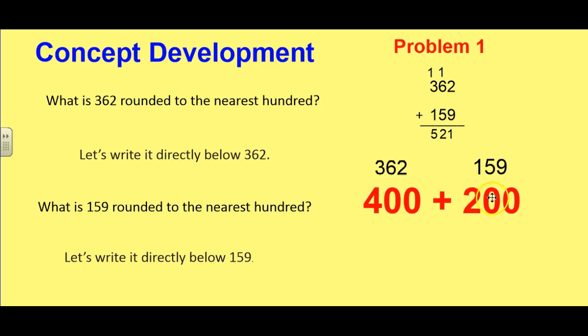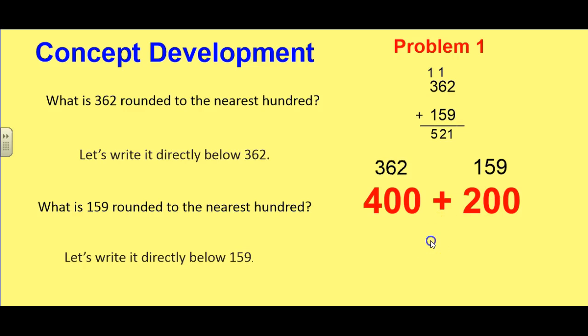Since we have both of these rounded to the nearest 100, what we're going to do is add them together. So 400 plus 200, which should be fairly simple because you've got a 0 in the ones place and a 0 in the tens place, and you just need to add the 4 and 2 for the hundreds place.